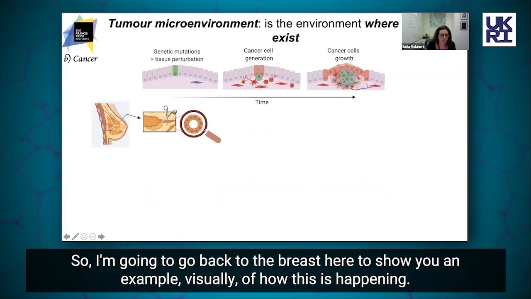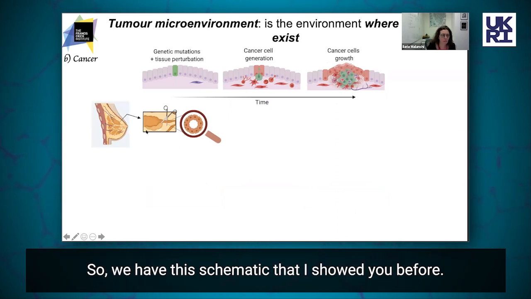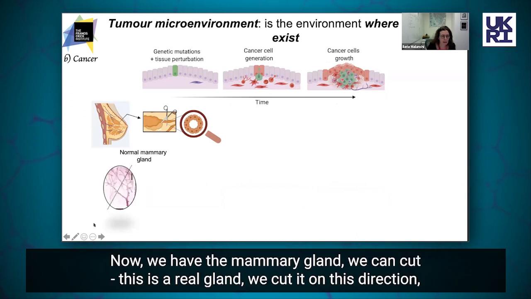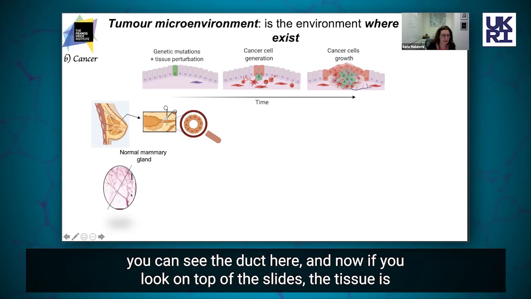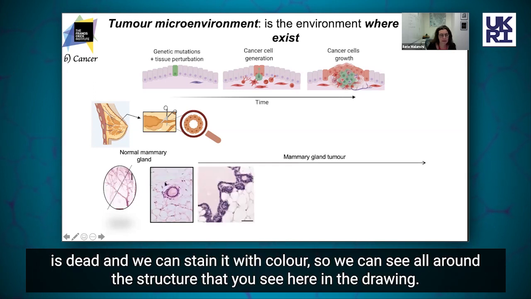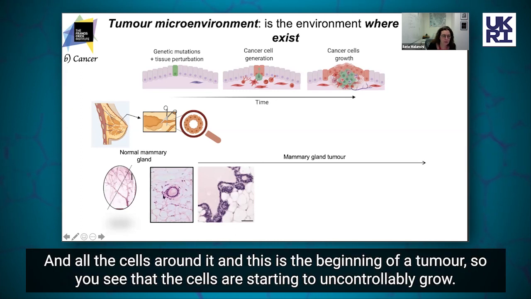So I'm going to go back to the breast here to show you an example visually of how this is happening. We have the schematic that I showed you before. Now we have a mammary gland we can cut. This is a real gland. We cut it in this direction. You can see the duct here. And now if we look on top of the slice, the tissue is dead, and we can stain it with color. So you can see all around this structure that you see here in the drawing, and all the cells around it. And this is the beginning of a tumor.